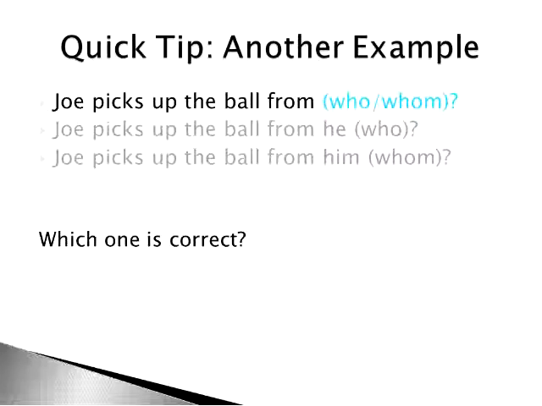Okay, Joe picks up the ball from, okay, what's going to be the correct one in this case? And you have that on your practice sheet as well, so try that one. Joe picks up the ball from, so replace he and him. Which one makes more sense? So you should be at number 2. Joe picks up the ball from, would it be from he or from him?